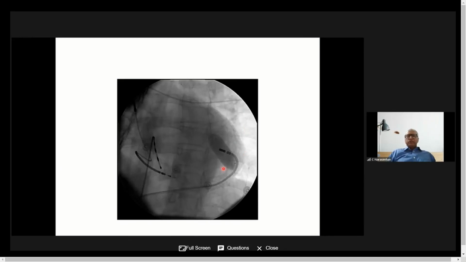However, as you saw, there are a lot of areas where that phrenic nerve was getting captured. So we introduced a balloon in the pericardial space, separated the pericardium away from the heart so that we can safely ablate those areas without the fear of causing phrenic nerve injury.